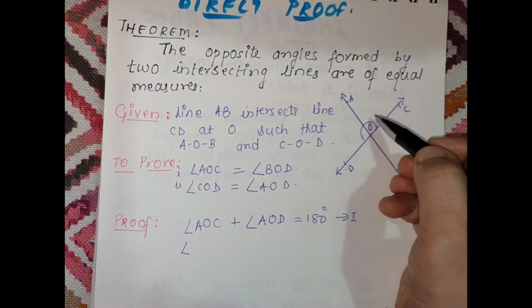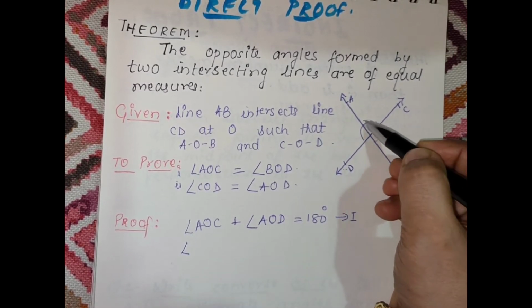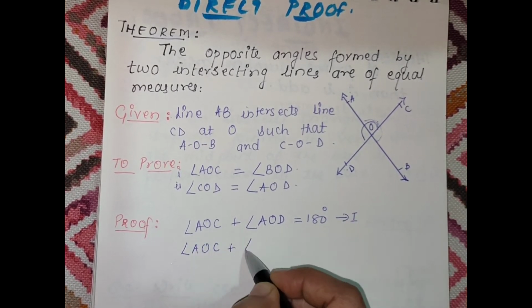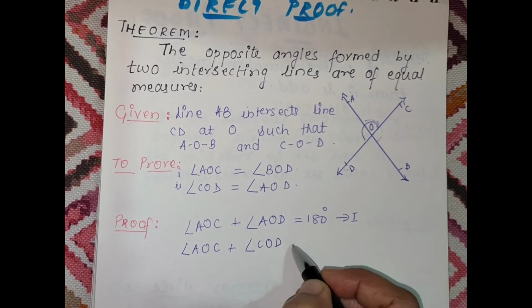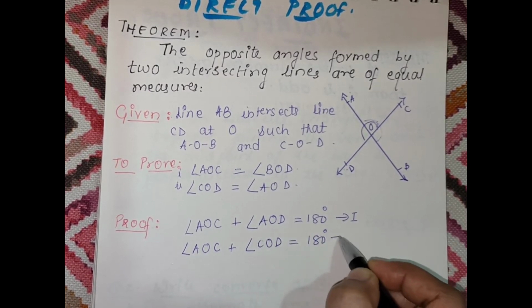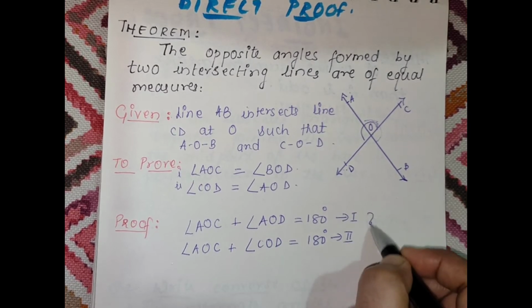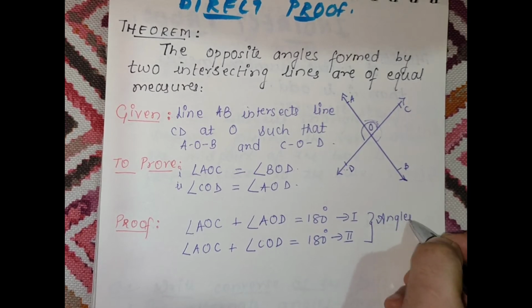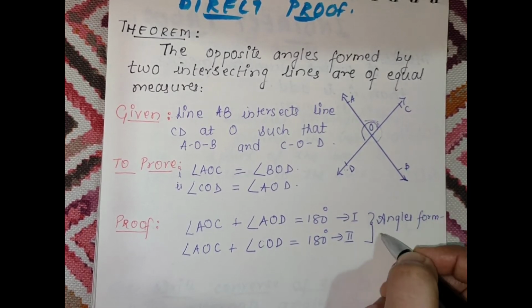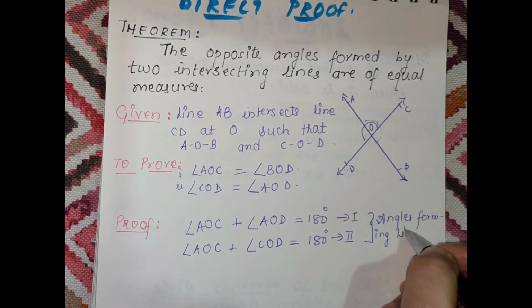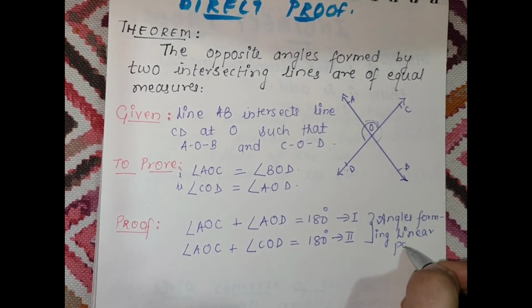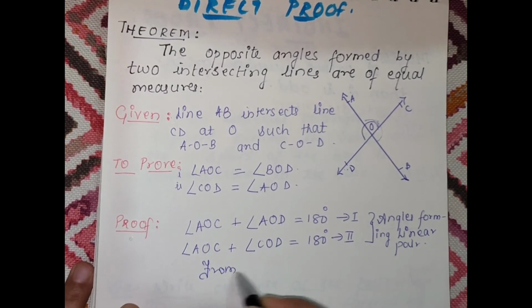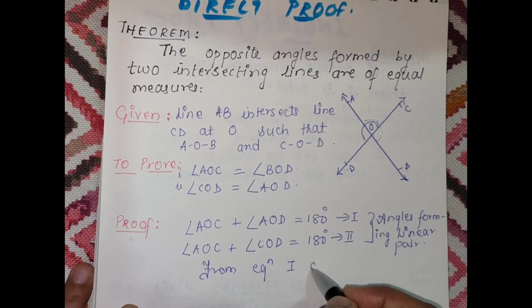Now we will take these two angles. Angle AOC plus angle COD is equal to 180 degrees. Equation number 2. In both the cases, you will write the same reason: angles forming linear pairs. So here you will write, from equation 1 and 2.